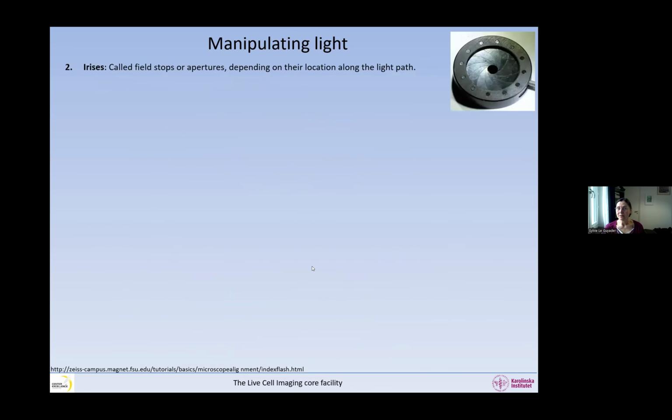So now the second way we manipulate light is with irises. And irises look like this. You can close them and open them. They can be called two different things, field stops or apertures, depending on where they are in the microscope.